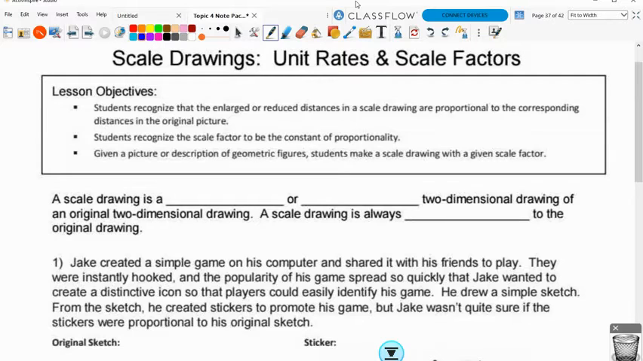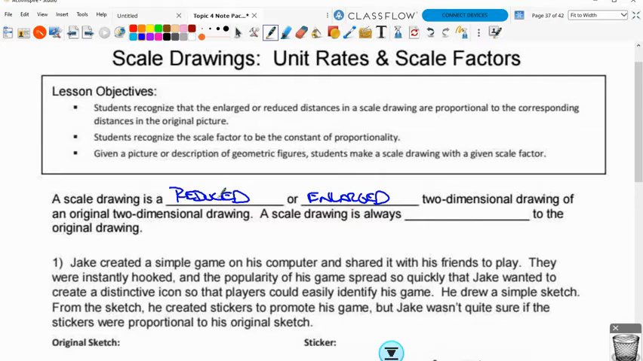A scale drawing is a reduced or enlarged two-dimensional drawing of an original two-dimensional drawing, okay? Reduced meaning that it's either going to be smaller, or enlarged meaning that it's going to be larger, okay? A scale drawing is a reduced or enlarged two-dimensional drawing of an original two-dimensional drawing.